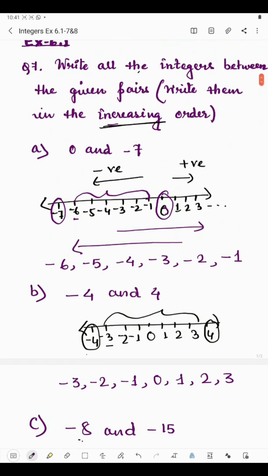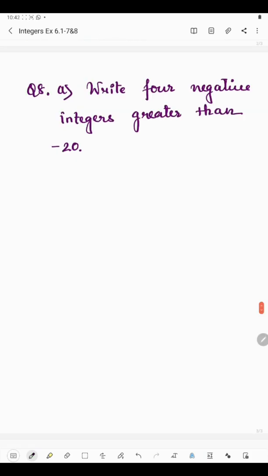Now coming to next question. Now question number 8 says, write 4 negative integers greater than minus 20. Now if you see the number line, suppose 0 lies over here, because right side of 0 is all positive and left side of 0 is negative, and minus 20 lies somewhere here on this number line. Now we have to write the integers greater than minus 20.